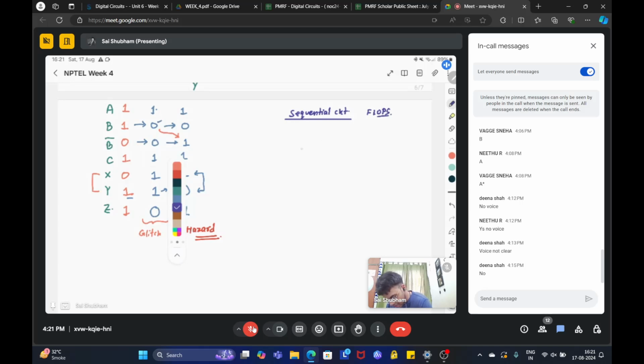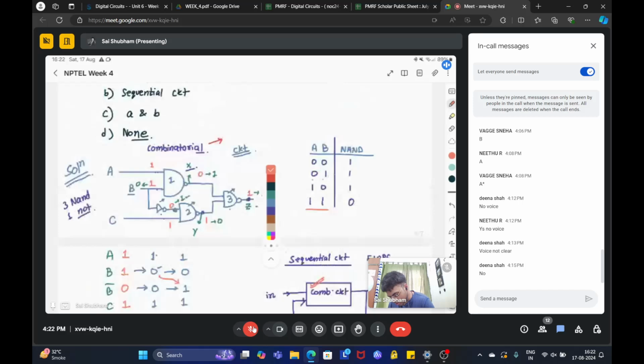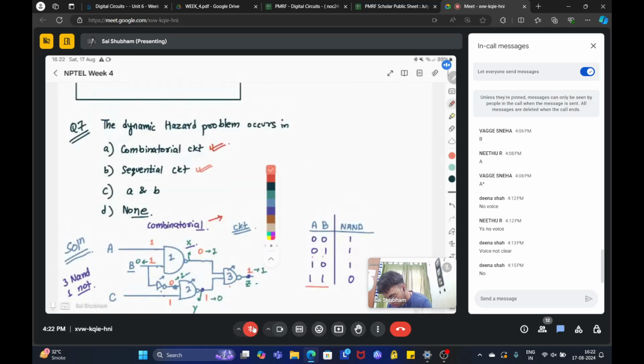A simple sequential circuit is basically a combinatorial circuit which goes into memory, which is made up of flops, which is fed back to the combinatorial circuit. So in a sequential circuit, you also have a combinatorial circuit, which has dynamic hazard. That's why sequential circuits are also affected by dynamic hazard. So the answer is A and B. Is this clear to everyone?